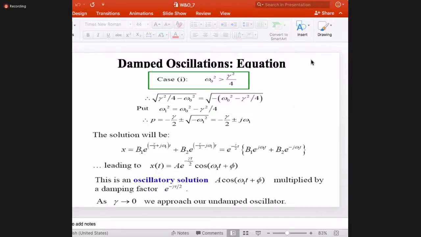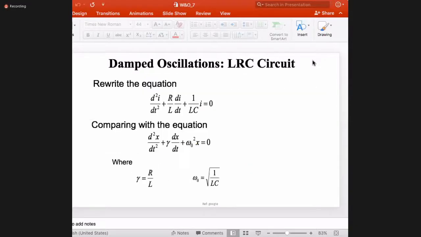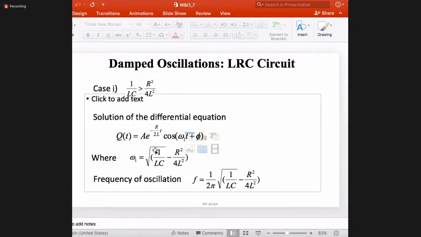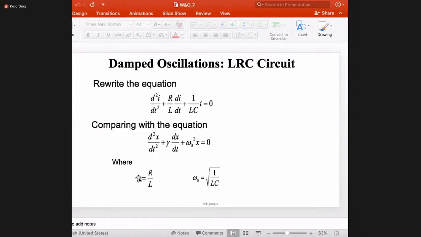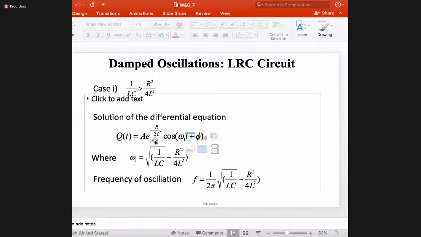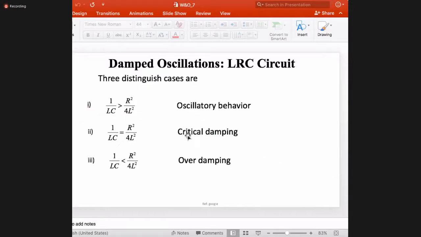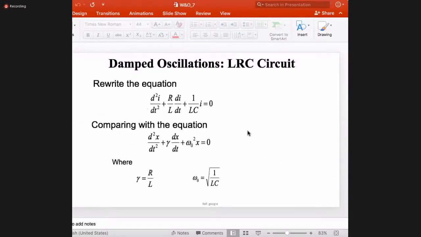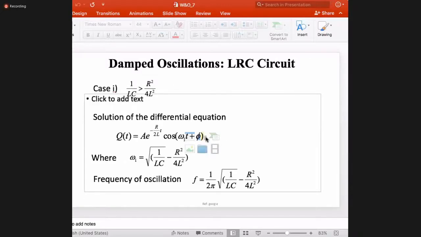So in the case of the LRC circuit, we can write our solution for case 1 as Q of t equals A e to the power minus gamma by 2 t, and the value of gamma is R by L. So if we put the value of gamma by 2, that means R by 2L into t, cos of omega 1 t plus phi. I think you understand the solution of our differential equation in the case of the LRC circuit. Does everyone understand? Yes, sir.